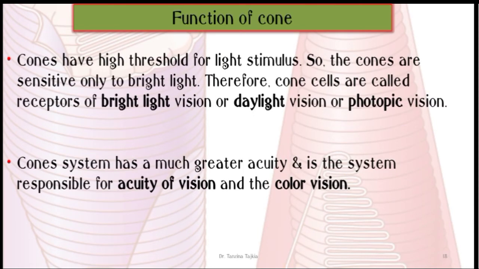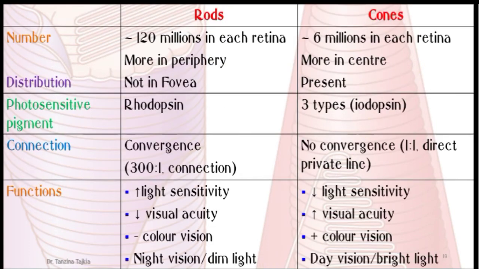The functions of the cones. Cones have a high threshold for light stimulus, so they are sensitive only in bright light. So the cone cells are called bright light vision, daylight vision, or photopic vision, and the cone system has much greater acuity and is the system responsible for acuity of vision and color vision. This is the difference between rods and cones.